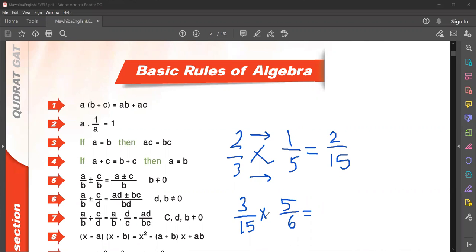So 3 over 15 times 5 over 6, you simplify it. You simplify: 3 divided by 3 equals 1, and 6 divided by 3 equals 2. Also another, 5 divided by 5 equals 1, and 15 divided by 5 equals 3. So now the problem is easy. Now you can get the answer: 1 times 1 equals 1, and 3 times 2 equals 6. So the answer is what? Is 1 over 6, right?